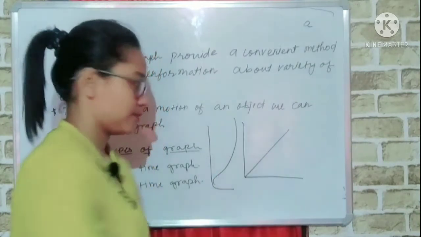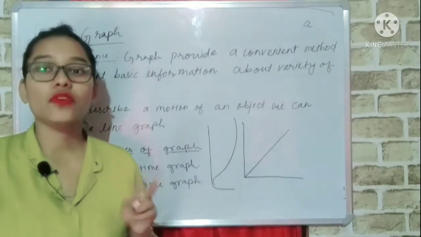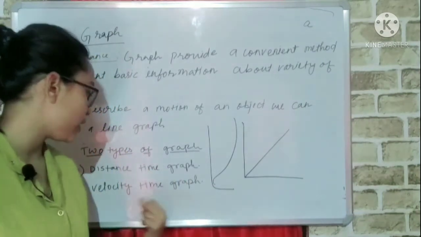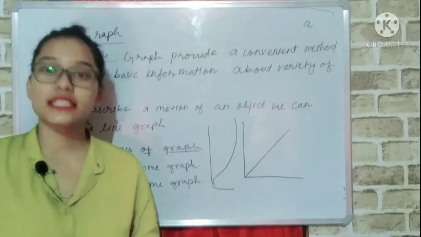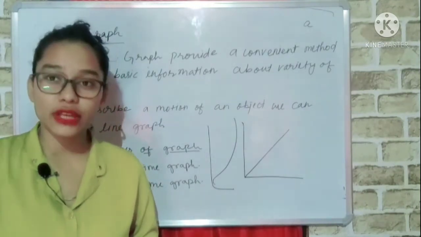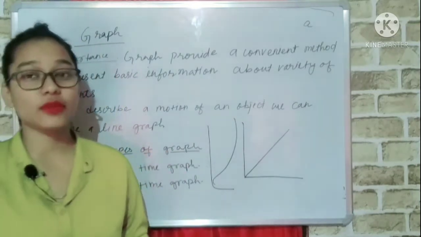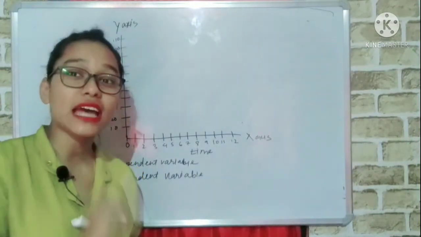Now usually in this chapter we will find two types of graph. The first one is the distance-time graph and the other one is the velocity-time graph. So at first let us discuss the distance-time graph. What is it? What is its use? Why do we need this distance-time graph?